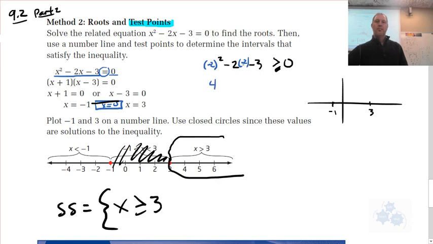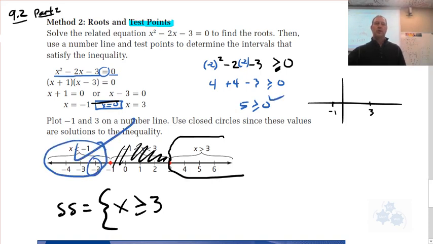That's going to be 4 plus 4 minus 3. Is that greater than or equal to 0? That's 8. That's 5. See that? So that is true as well. So that means that a point here in this region is also good.